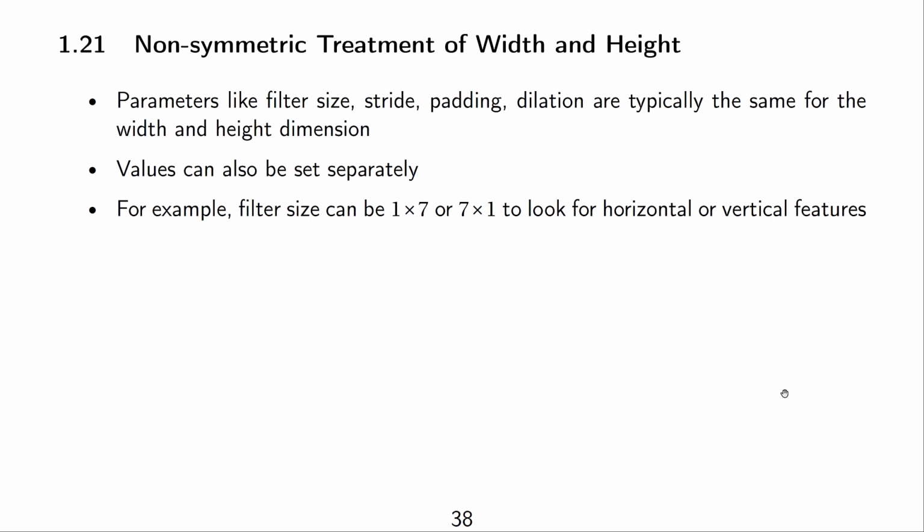Now, of course, some choices are more common than others. So for example, having filter sizes that would be 1 times k or k times 1 is something you will see quite a lot. So you could say, for example, that a filter of size 1 by 7 or 7 by 1 would specifically look for horizontal or vertical features.